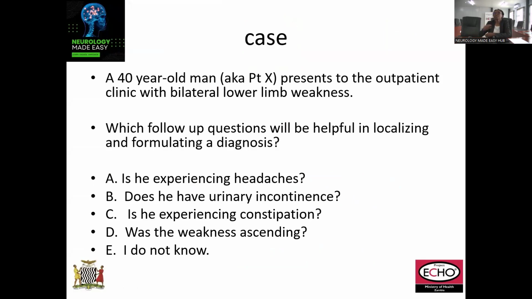And I'll start off with a case. And maybe, Gabe, are we able to just do a poll here? This is just part of introducing us to the topic that is going to be at hand. Okay, thank you. So we have a 40-year-old man who we're going to call patient X, presents to the outpatient clinic with bilateral lower limb weakness. Which of the following questions will be helpful in localizing and formulating a diagnosis?